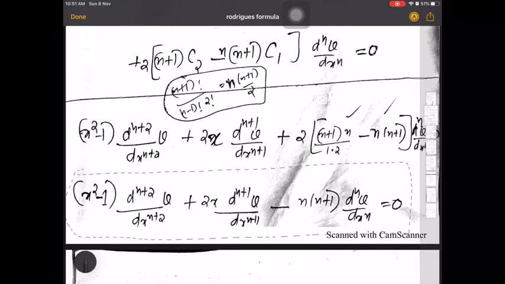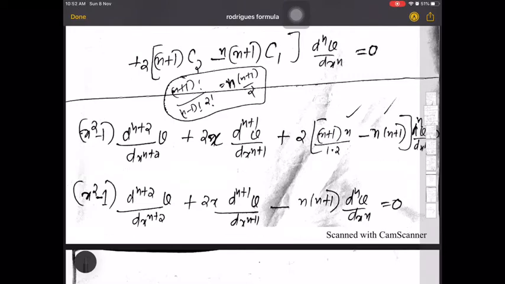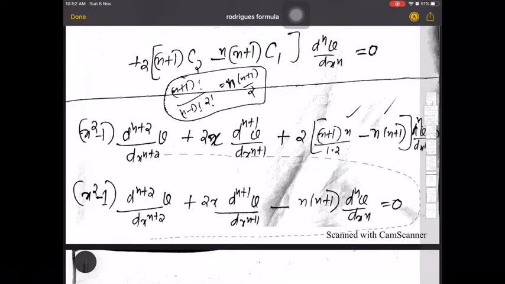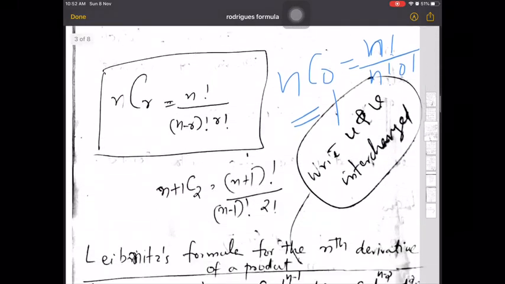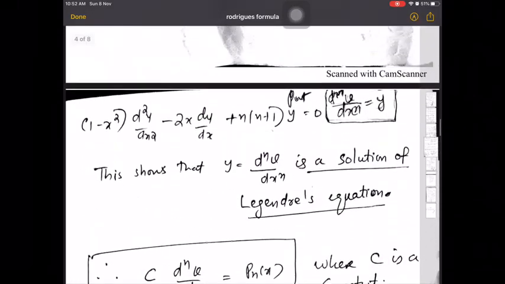x square minus 1, d raised to n plus 2 v by dx raised to n plus 2, equal to 0. Yes, so you will be getting this differential equation. See, here you have the n plus 2th derivative, here you have the n plus 1th derivative, here the nth derivative. Okay, and this is basically the Legendre equation.